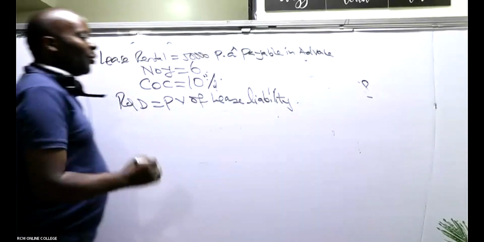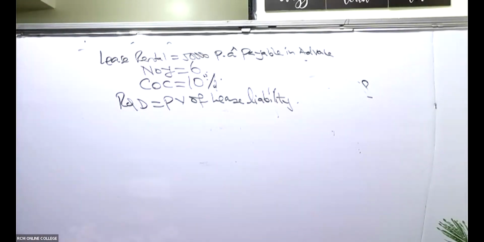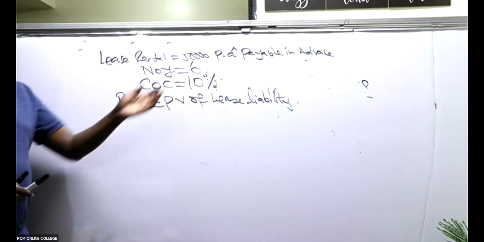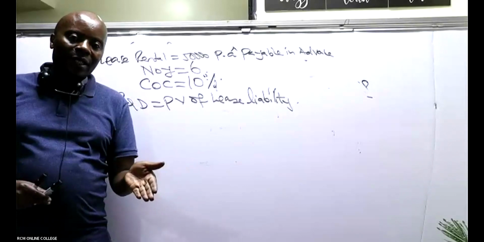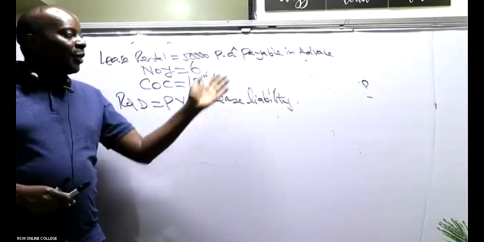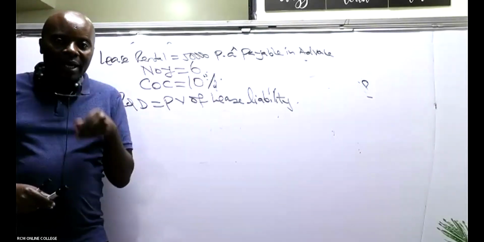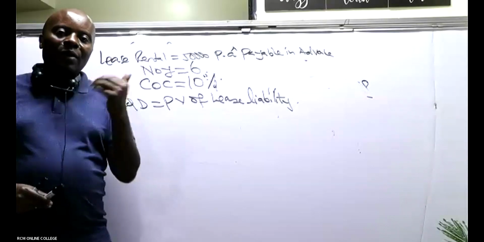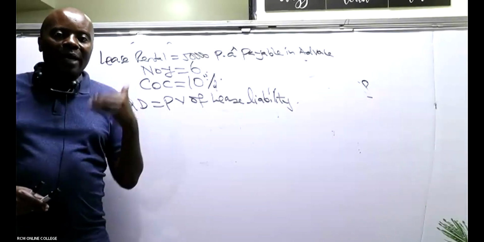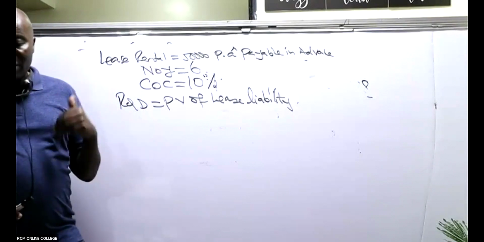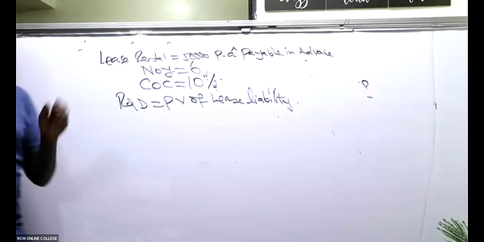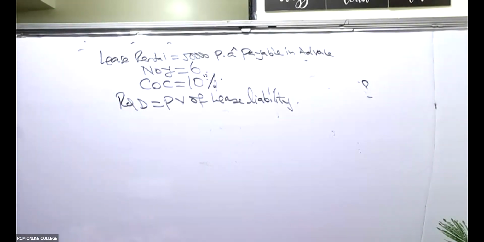Or present value of lease rentals. The catchword is that this 50,000 is not being paid in arrears. And now this is the real thing, because you are paying before you stay. Most of us, our rent, how do we pay our rent? We normally pay our rent in advance. So the lease rental is 50,000 per annum, payable in advance.